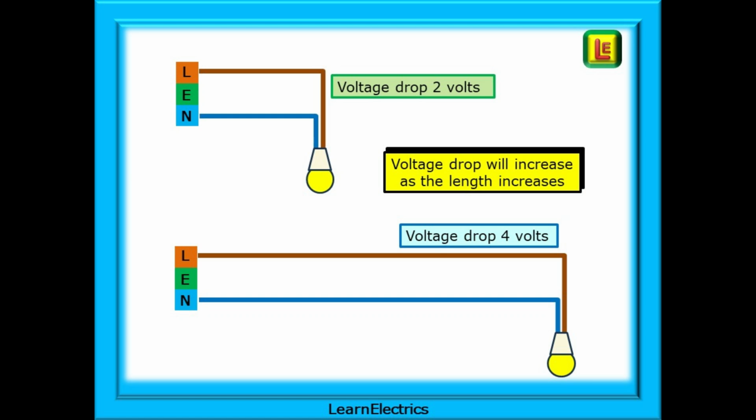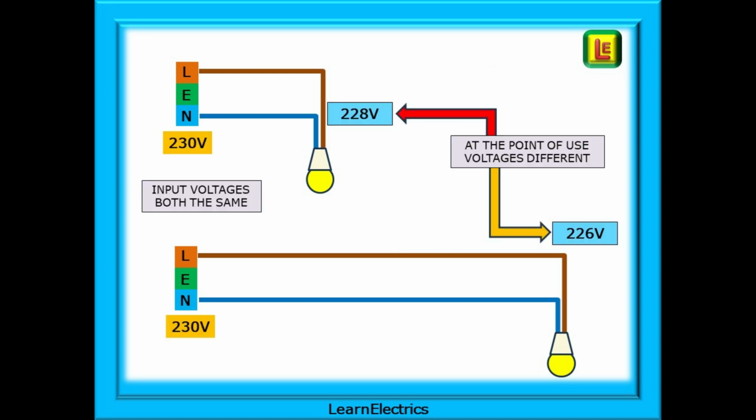Perhaps 2 volts shown here for a shorter circuit and 4 volts for the longer circuit. For the top drawing, in a 230 volt circuit, this means that 228 volts is available at the lamp. The bottom drawing, the longer circuit, has only 226 volts available at the point of use.